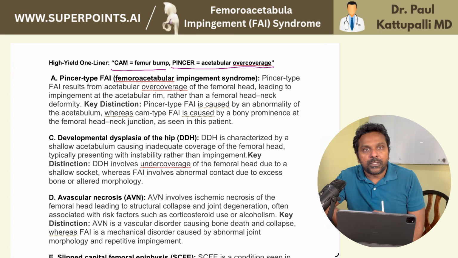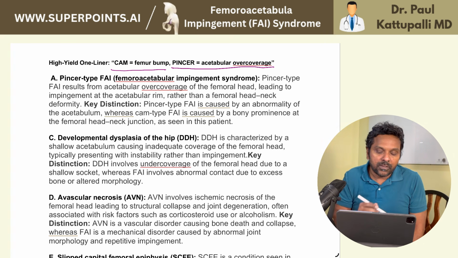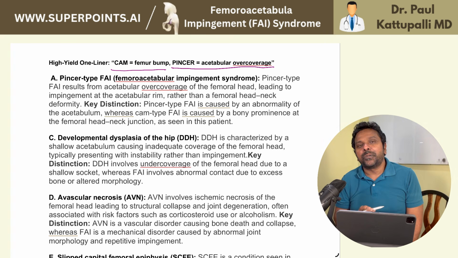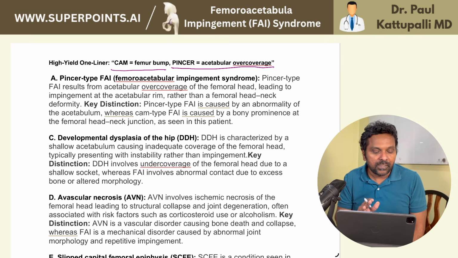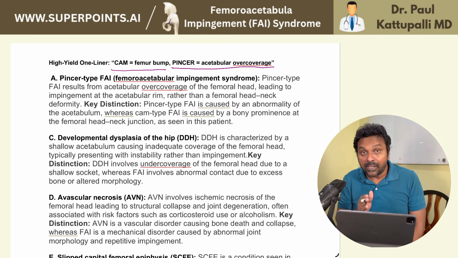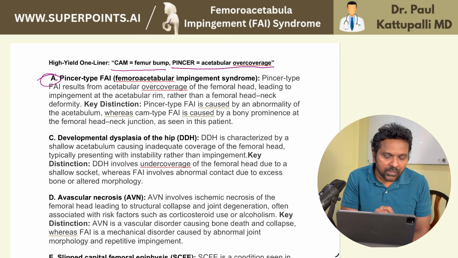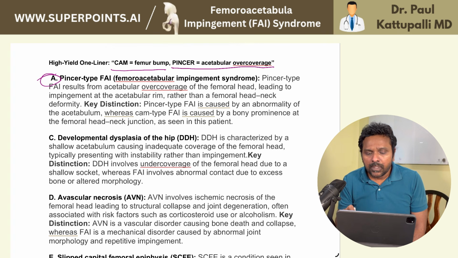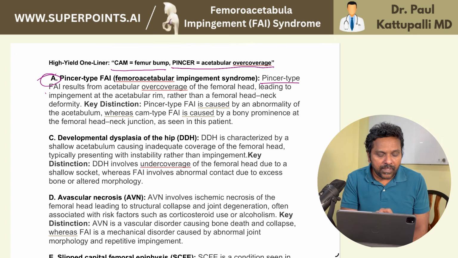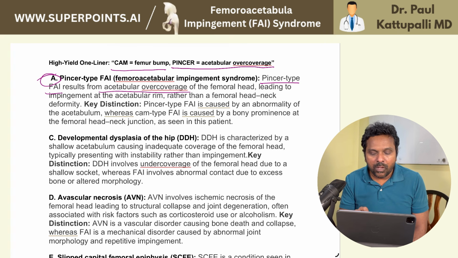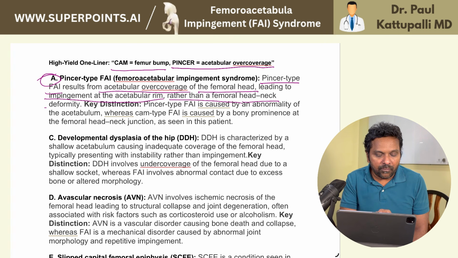It's very important you learn incorrect answers because the key distinctions help you to learn a lot of information. So do not neglect incorrect answers and knowing why those are incorrect. Okay, so why not this a pincer type? In pincer type, FAI results from acetabular overcoverage of the femoral head, leading to impingement at the acetabular rim rather than a femoral head neck deformity.